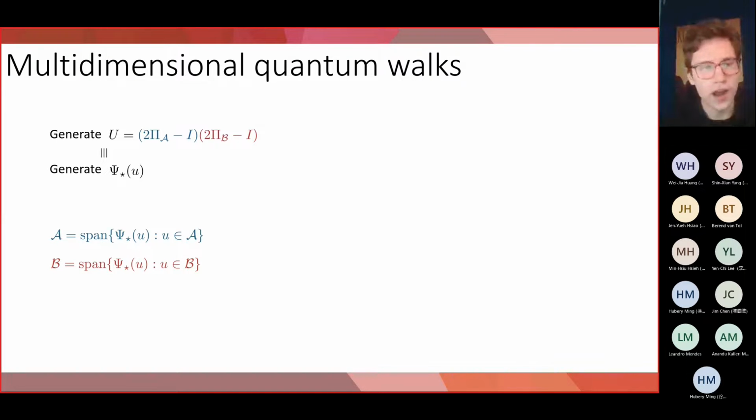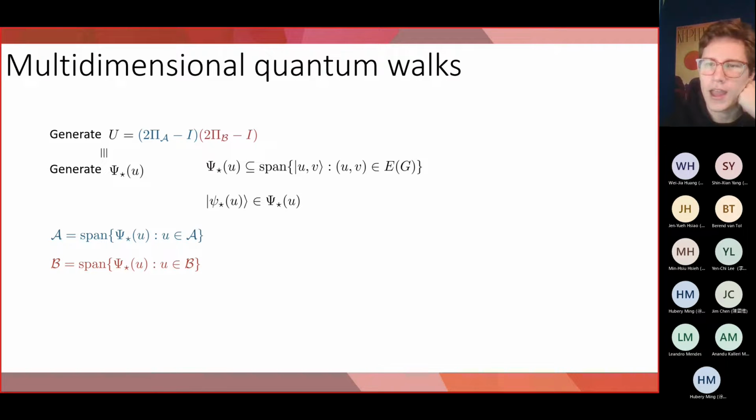So we're also going to alter the definitions of A and B. Before, A and B were the span of these star states. Now they're going to be the span of these linear star spaces. First of all, such a linear star space has to be in the span of actual edges, so it has to be the span of proper edges in our graph. And second of all, our original star state must be in this linear space. So the good option has to be there.